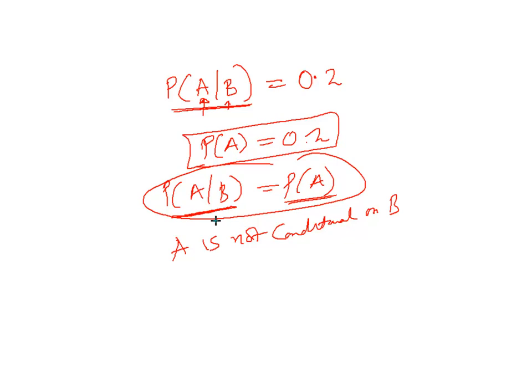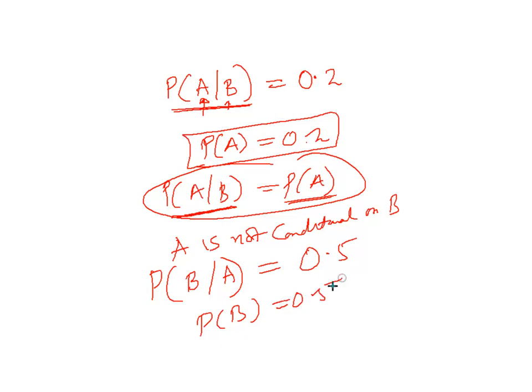However, it does not mean that A and B are independent. Why? Because it can happen that B can be conditional on A. That is, B can be dependent on A. So independent means that there should be no dependency from A to B or B to A. Now suppose if B given A is equal to 0.5 and probability of B is also 0.5, it means that probability of B given A is equal to probability of B.